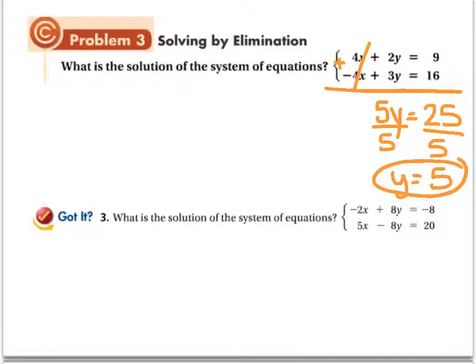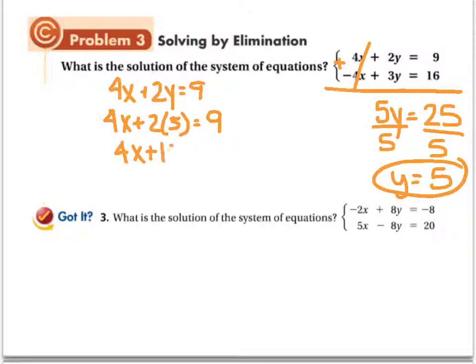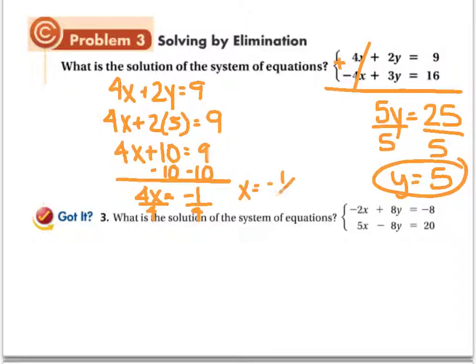Once you find one variable, plug it back into the equation. Either one, it doesn't matter which one. Plug it back in to find your other variable. x is negative 1/4.